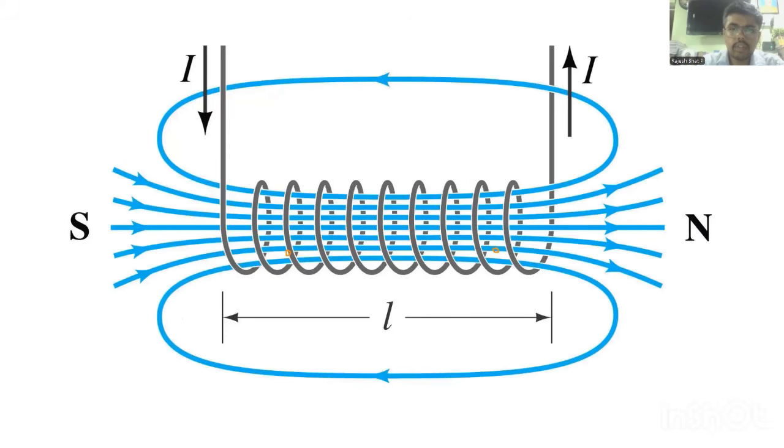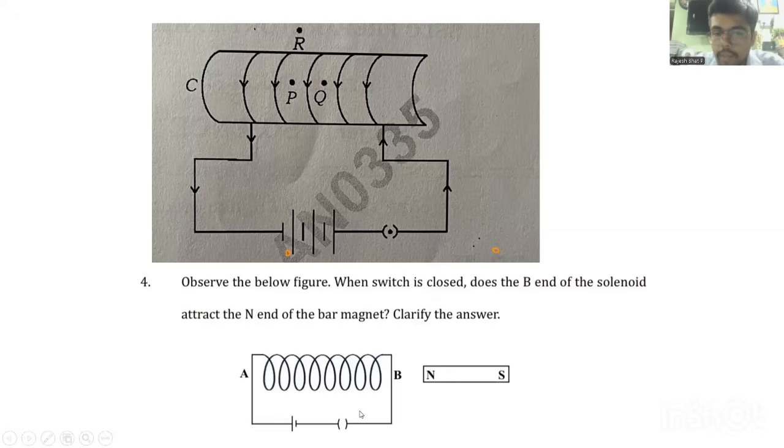This question, option four. Observe the below figure. When the switch is closed, does the B end of the solenoid attract the north end of the bar magnet? I just told you, the direction of current is not given, so be very careful and observe properly. Current will enter A and leave B. Entering point, south pole. Coming out point, north pole. North pole, north pole: will it attract or repel? It will repel. If they change the direction of current tomorrow in the exam, what will you do?